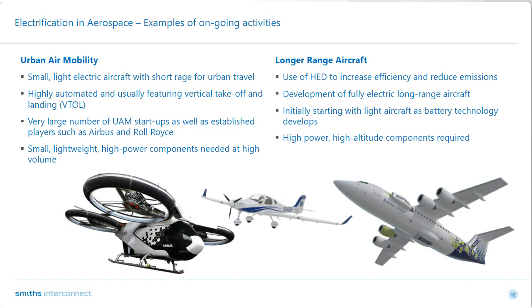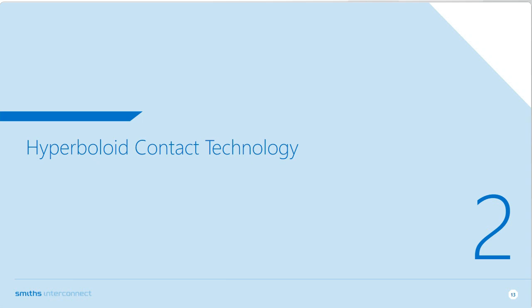Generally, in UAM, we'll see the need for small, lightweight, high-power components, generally at high volume and generally quite price-sensitive. With the longer-range aircraft, the use of a hybrid electric drive to increase efficiency and reduce emissions is already being seen. And then development of fully electric longer-range aircraft is initially starting with light aircraft, but as battery technology increases, we'll see that move to larger aircraft. In the longer-range aircraft market, we'll see high-power, high-altitude components required, generally at lower volumes and a little bit less price-sensitive than UAM. So that's generally the market that we see a lot of growth in, the combat vehicle, the electric aircraft market as well.